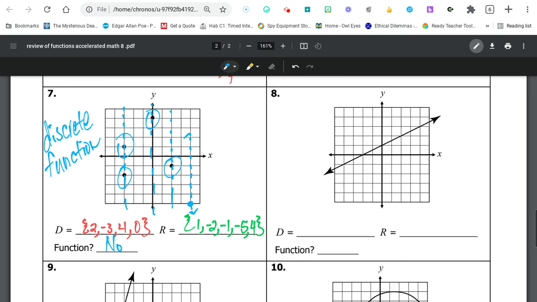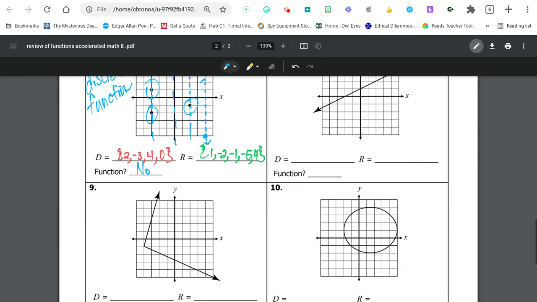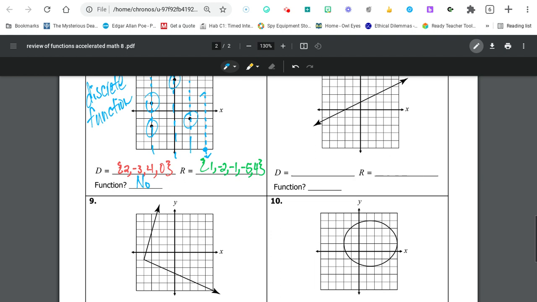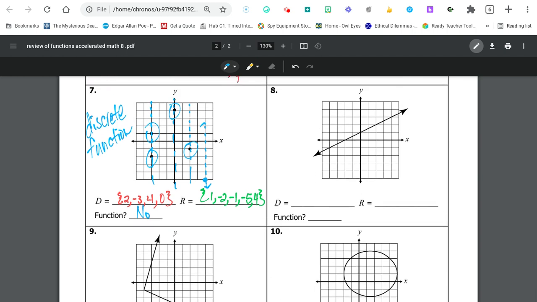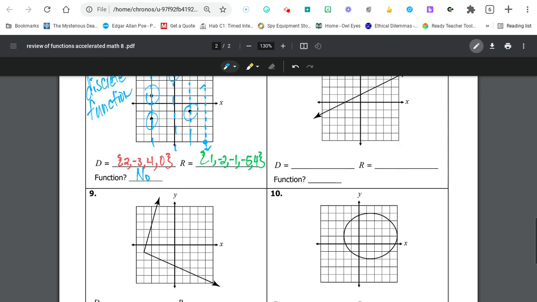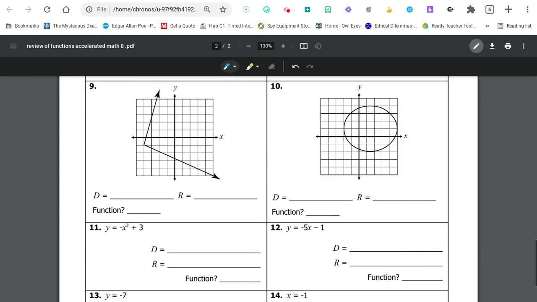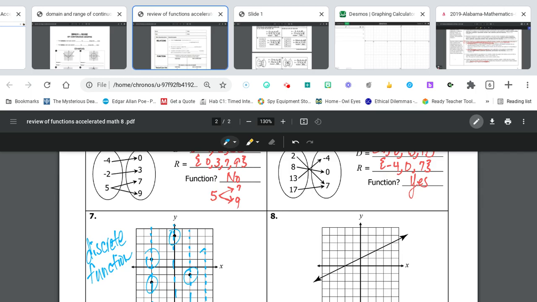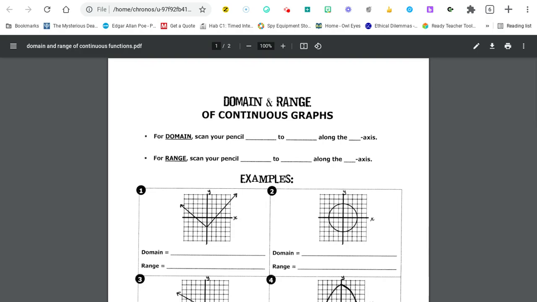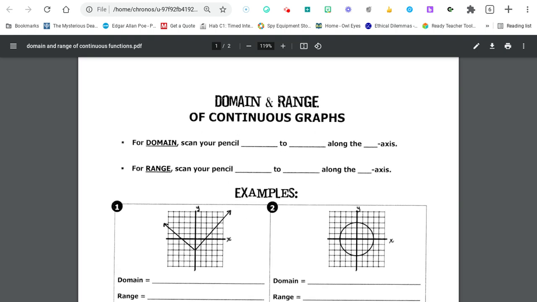So instead of doing 8, 9, and 10, I'm going to switch over and talk about continuous functions, domain and range of continuous functions. So I'm going to give you a set of notes on that. Then we'll come back and do 8, 9, and 10 and finish up here, okay? Okay, so we're going to look at this one. Domain and range of continuous functions.